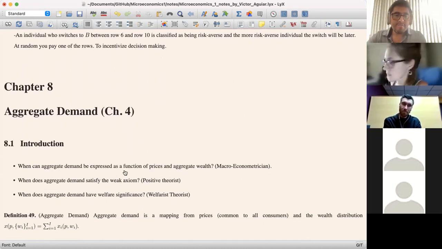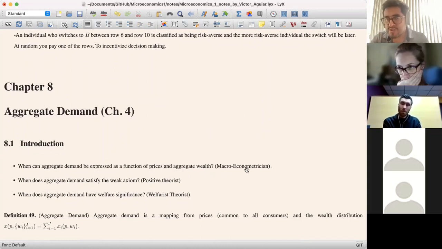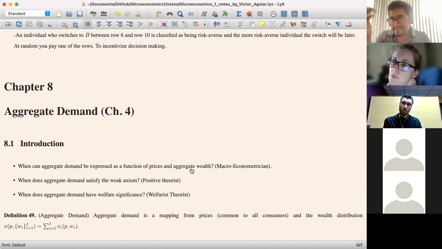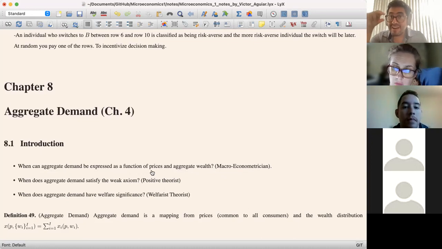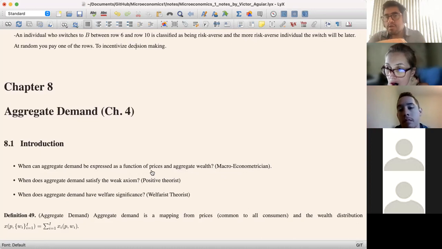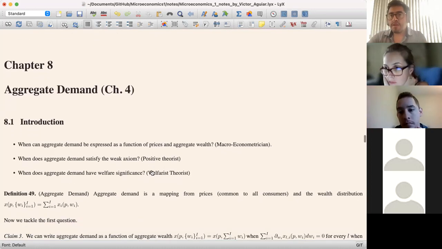When can aggregate demand be expressed as a function of prices and aggregate wealth? This question is really a question from the 60s. Someone got some data from national accounts and they didn't have your income from a survey or administrative data. So they wanted to express aggregate demand not as a function of prices and the distribution of income, but rather of the aggregate wealth. So these questions are all very 60s. So I'm not going to spend my time on this. You can read it. It's a very short note, a very short chapter.